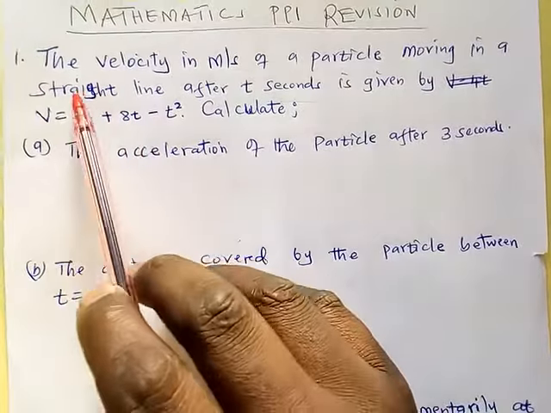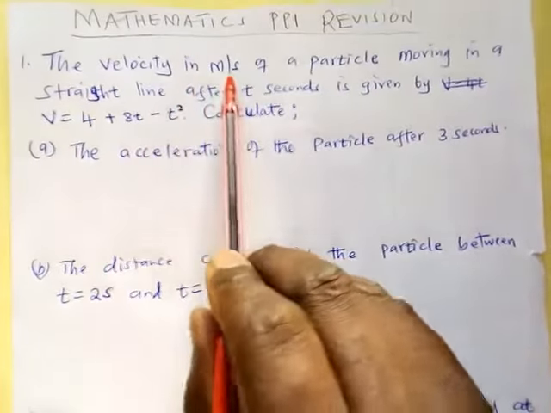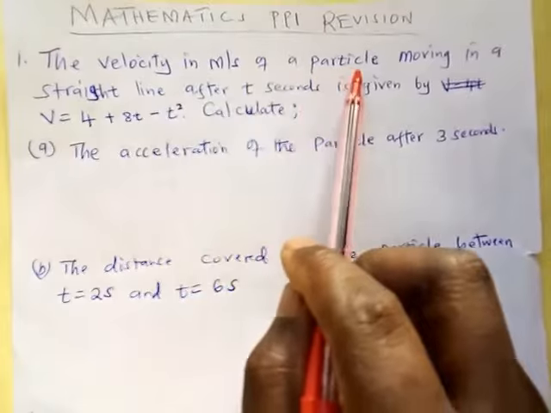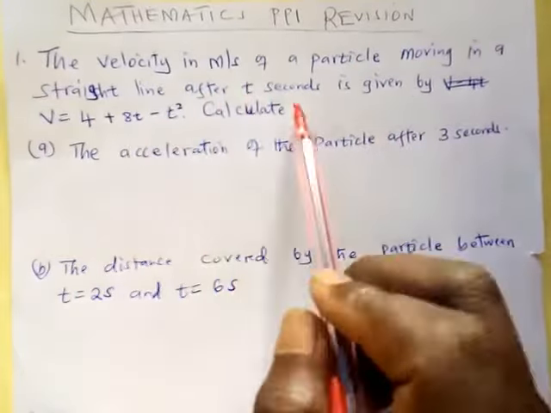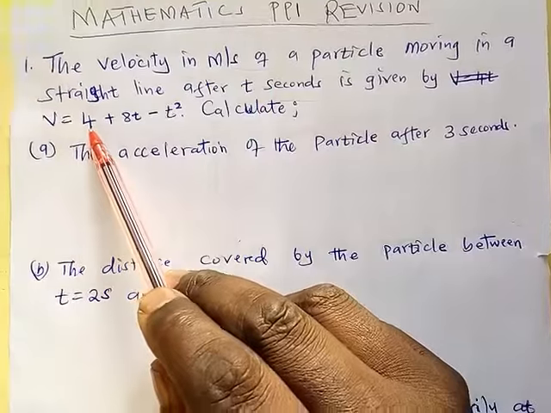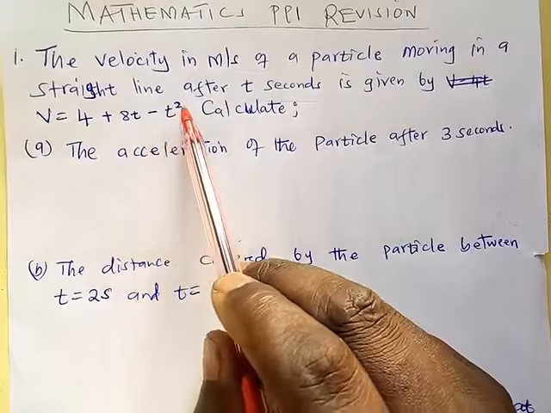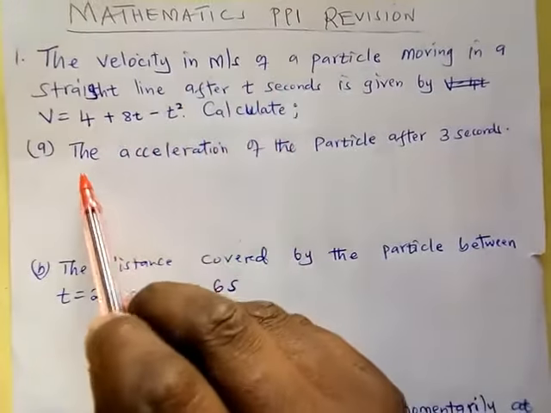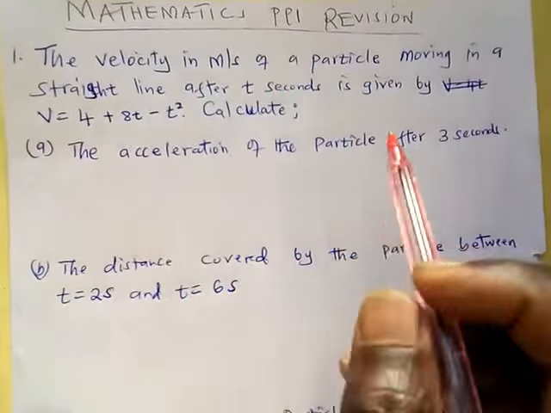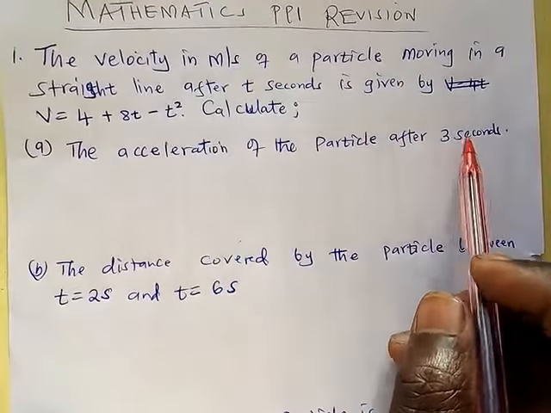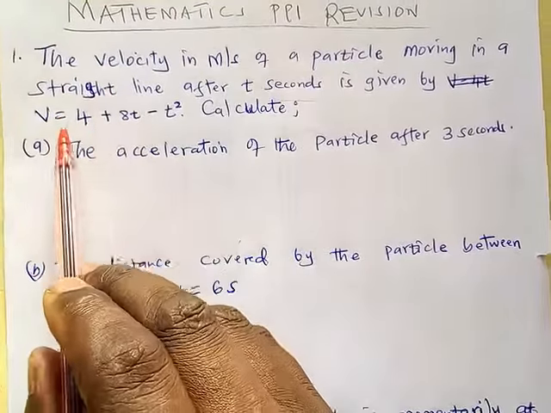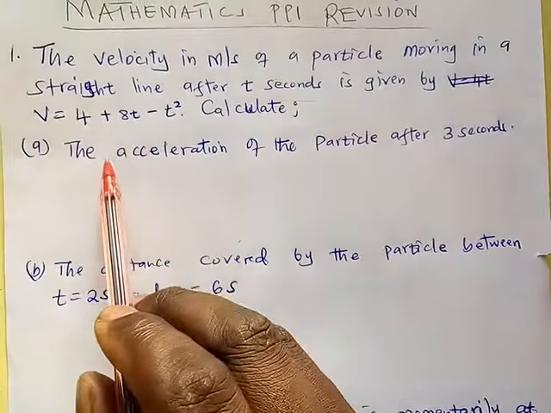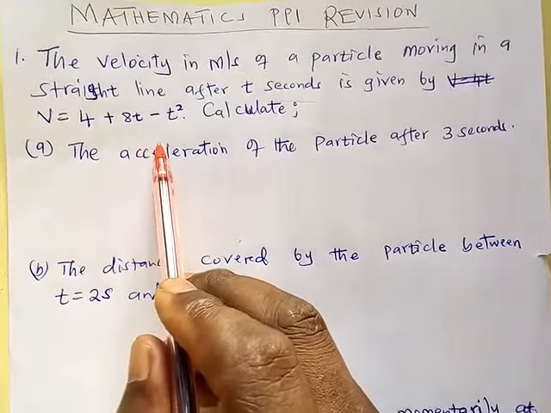Another question is here. The velocity in meters per second of a particle moving in a straight line after t seconds is given by v equal to 4 plus 8t minus t square. Calculate the acceleration of the particle after 3 seconds. Now we have velocity here, we call it velocity. We want acceleration. How do you get acceleration?